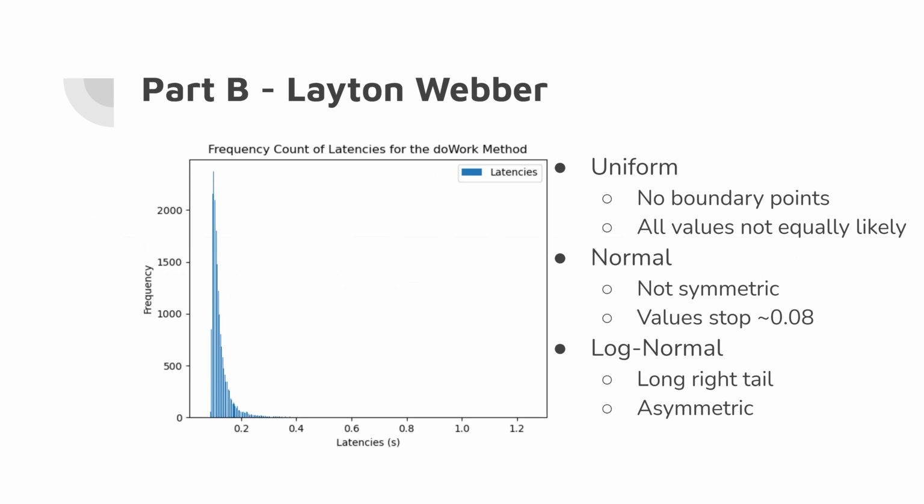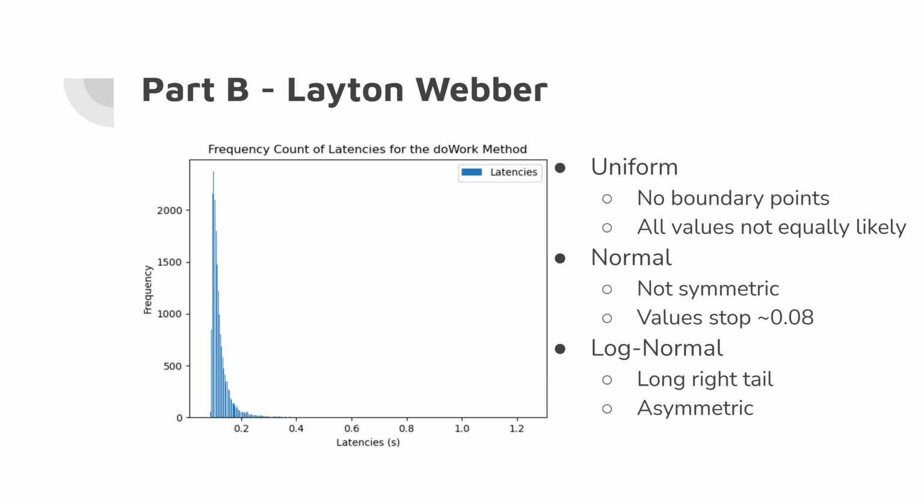Hello, everyone. So now I'll be going over our analysis of the do work method and the latencies that we observed in our access logs from it. So the first thing that we did is plot a histogram to show the different frequency counts for these latencies. And then we attempted to match it to a known probability distribution. So we were able to rule out the uniform and the normal distribution because the histogram here doesn't really display any of the characteristics that we would expect from either of these distributions.